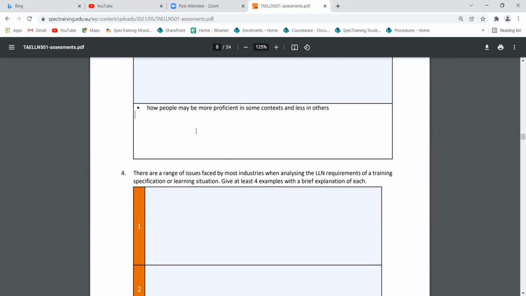You could think about in your own life, where are some areas that you feel more proficient in terms of communication, and other areas where you feel less proficient in communication.